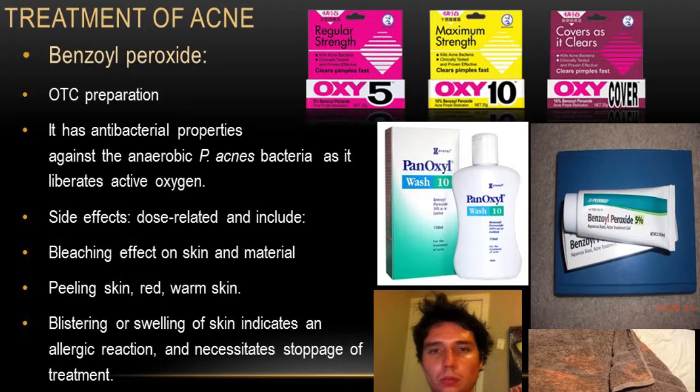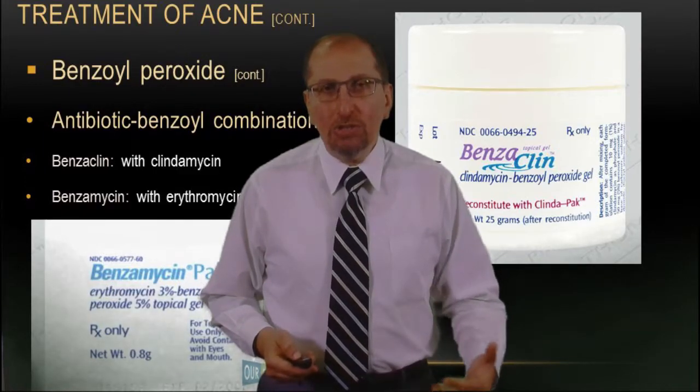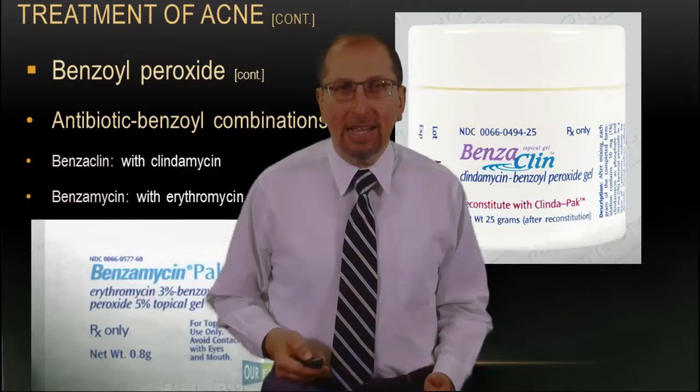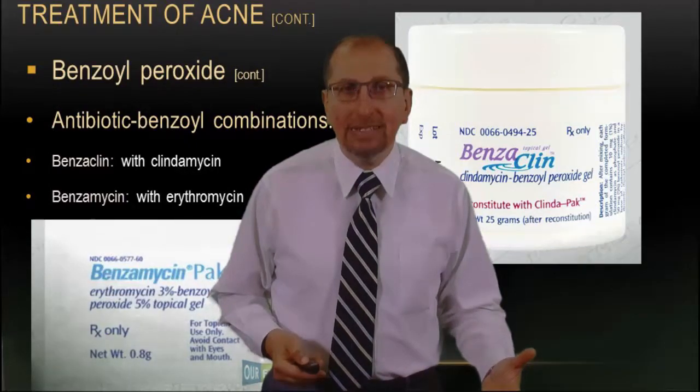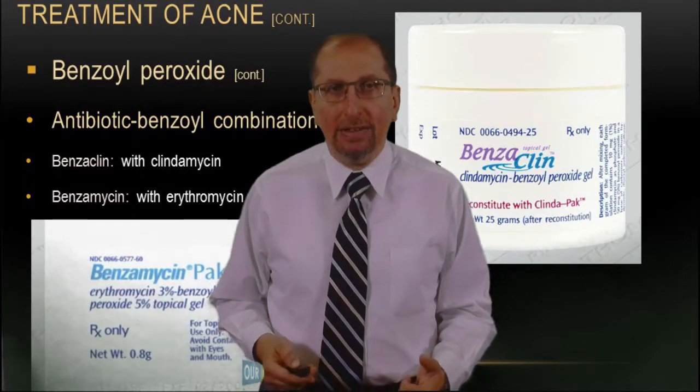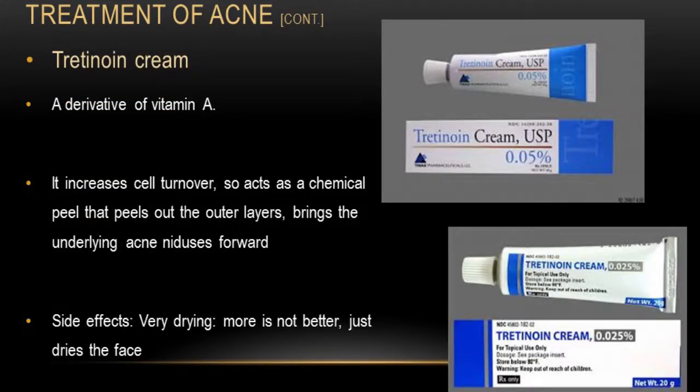Side effects are those related, and they include bleaching effect of the skin and material. Very characteristic side effects. When you use benzoyl peroxide, there will be some bleached areas of the skin, and even when you use a towel after using this benzoyl peroxide, the towel might get bleached. Sometimes you can get peeling of the skin, red, warm skin. When you are allergic to benzoyl peroxide, you can get blistering or swelling of the skin, and this is when you need to stop the treatment. Benzoyl peroxide is usually combined with antibiotics, as in benzaclin, we combine it with clindamycin, as in benzamycin, we combine it with erythromycin.